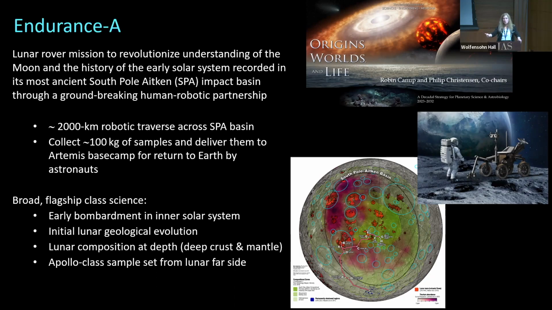You can date the oldest basin. You can date a basin superimposed on that. So you get at least 2 data points on the early bombardment rate right after the moon formed. Access areas of SPA that should have exposed mantle material from the moon because of the size of this impact, and answer questions like, is the moon's composition heterogeneous at depth?